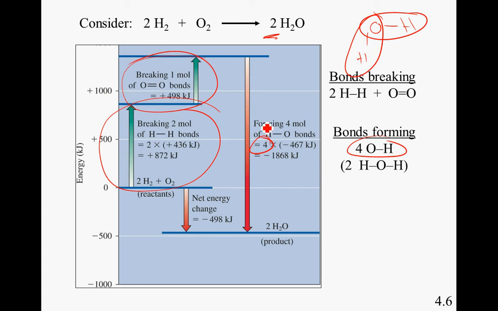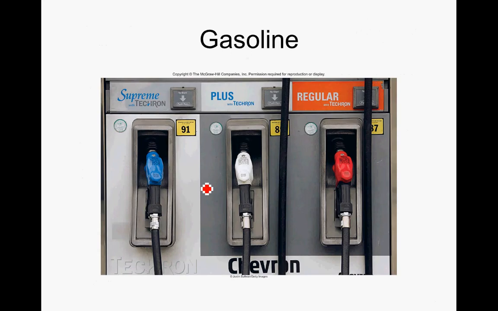Since H2 and O2 bonds are breaking, they are absorbing energy, and since OH bonds are forming, they are giving off energy. By taking the difference between the left and the right sides of the equation, you can determine the difference in energy. So this reaction gives off 498 kilojoules.